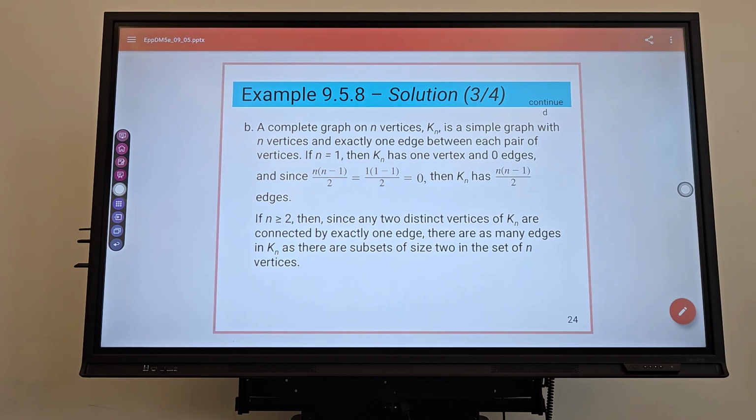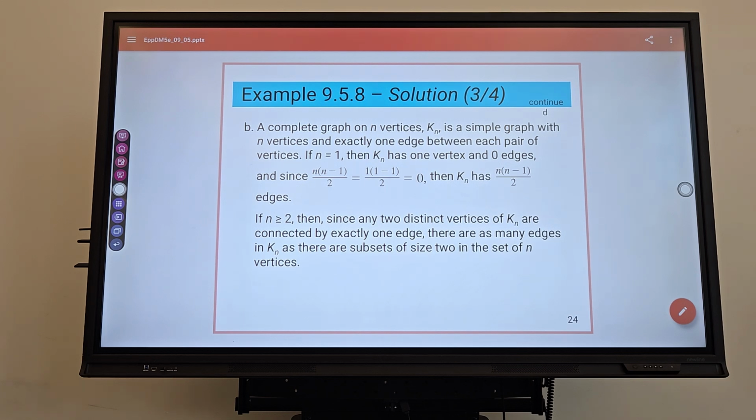A complete graph on n vertices, K_n, is a simple graph with n vertices and exactly one edge between each pair of vertices. If n equals 1, K_n has one vertex and 0 edges, and since n times (n minus 1) over 2 equals 0 when n equals 1, then K_1 has n times (n minus 1) over 2 edges.